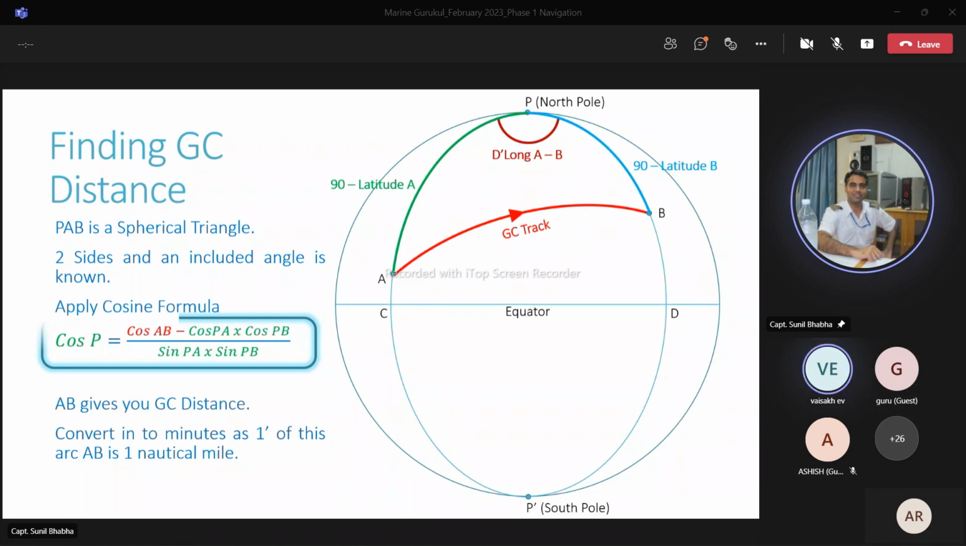Did you get it, beta? Yes, sir. Okay, great. Any more doubt up to here, beta? No, sir. Very good, beta. Great. Sir, so this side degree and minutes, you have to multiply by 60, right, sir? That's right. And then what we have to add, sir?